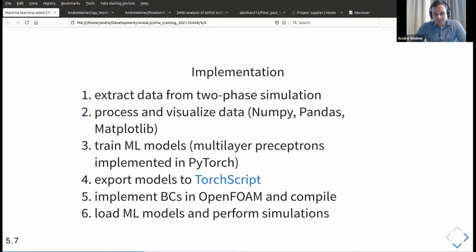Then we implement a boundary condition in OpenFOAM, compile it, and use it in the simulation. During the initial part of the simulation, the boundary condition loads the different models from the disk and then runs the simulation.